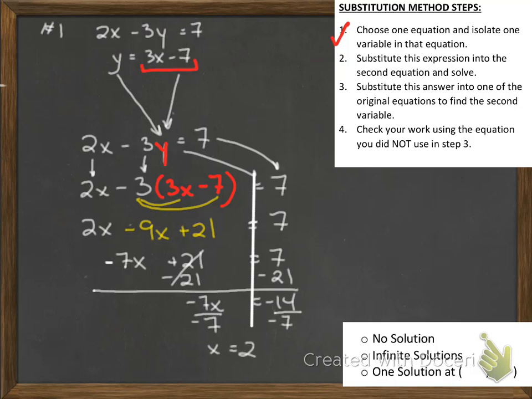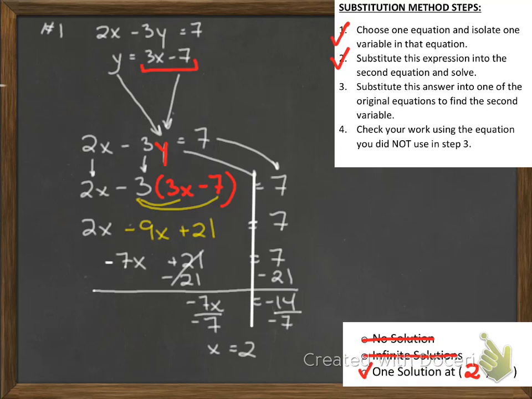So it looks like we've done a lot of work, guys, but we've really only done steps 1 and 2. One way to know that you're not quite finished yet is if you look at your possible solutions. We don't have no solution, we don't have infinite solutions. We have one solution at blank, blank. Well, guess what? We only have one value right now. We only have the x value. We still have to do some work and solve for the y.